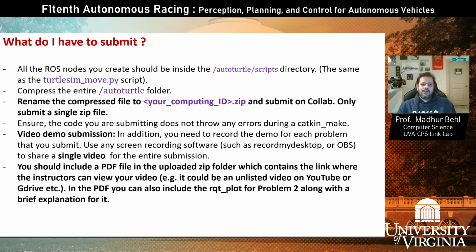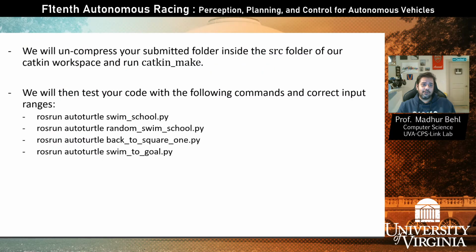So the summary of what you have to do for submission is we need the entire AutoTurtle package plus a PDF file which contains the link to the video demonstration, but it needs to be just one video, right? So don't submit a separate link for each of the demos. So that's really what you have to upload as far as the submission is concerned. All of this submission is on Colab.